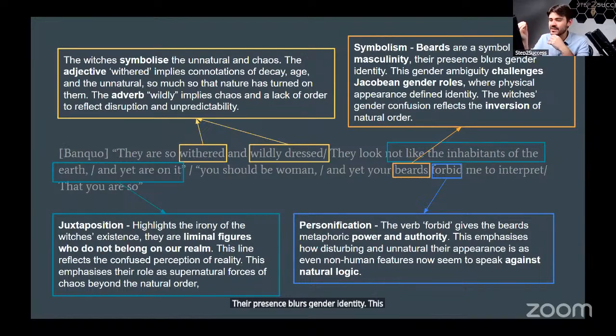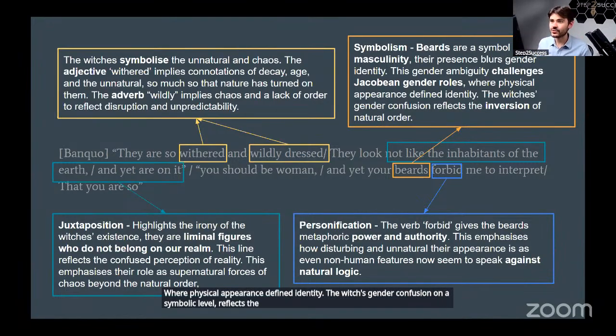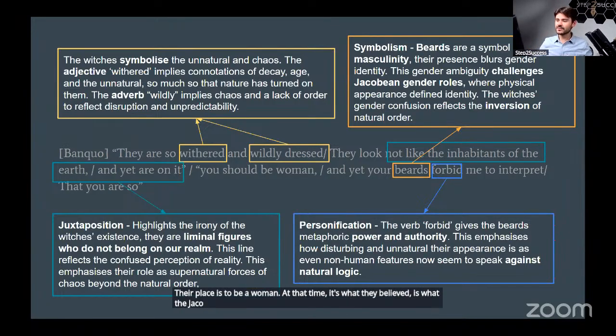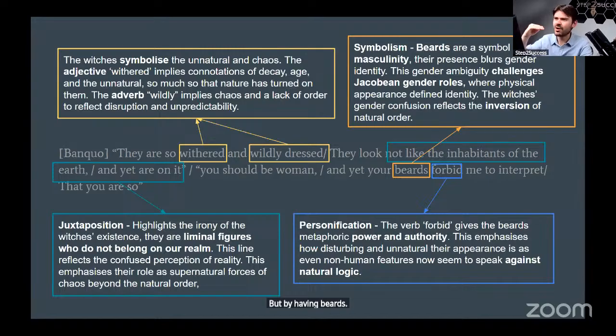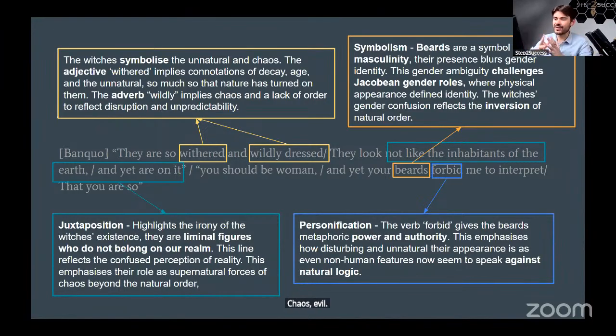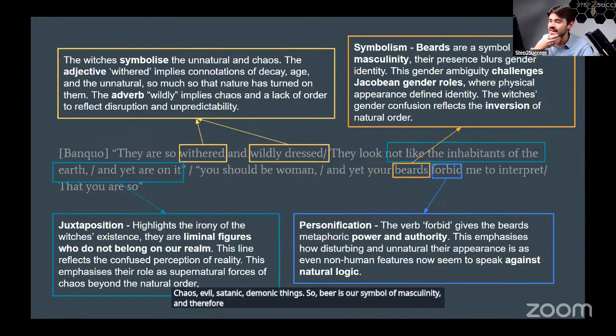This gender ambiguity challenges Jacobean gender roles contextually, where physical appearance defined identity. The witches' gender confusion on a symbolic level reflects the inversion of this natural order, this great chain of being. Their place is to be a woman. That at that time is what the Jacobean audience believed. But by having beards, it's suggesting that they're trying to move places on this divine order. And the consequence of that: chaos, evil, satanic, demonic things. So beards are a symbol of masculinity and therefore reflect the witches' evil intentions.